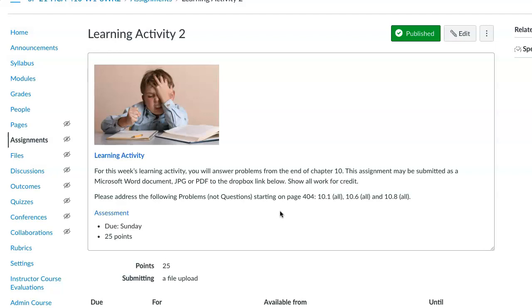Because the 6th edition added a few extra parts, sometimes the question will have A, B, C, D, and in the 7th edition, it's just A, B, C.